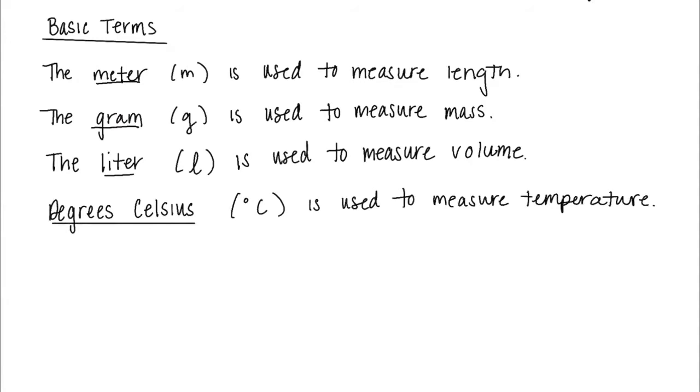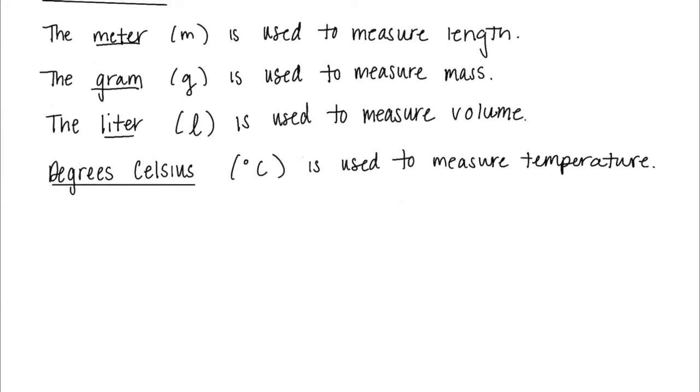So degrees Celsius, which is our degree symbol with a C, is used to measure temperature. Okay. So to give you just some idea with degrees Celsius, because we're used to normal body temperature, it's hot when it's 80 degrees out. For reference, 0 degrees Celsius is the same thing as 32 degrees Fahrenheit, and this is when water freezes.